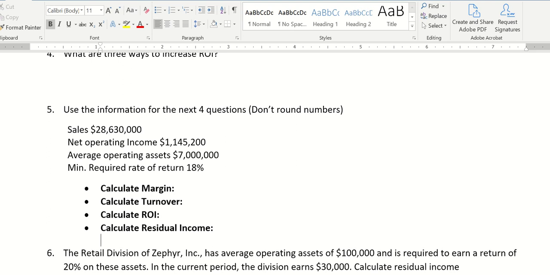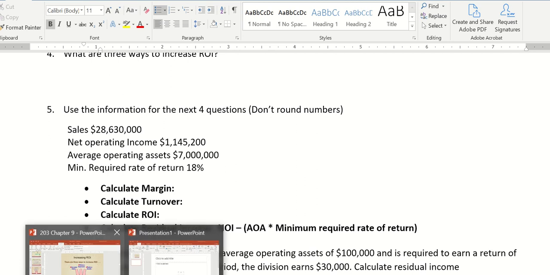I will calculate residual income, and I told you before it's going to be negative, meaning that our ROI is going to be smaller than our minimum required rate of return. So let's keep that in mind. So net operating income minus our average operating assets times the minimum required rate of return. Go back to the formula.